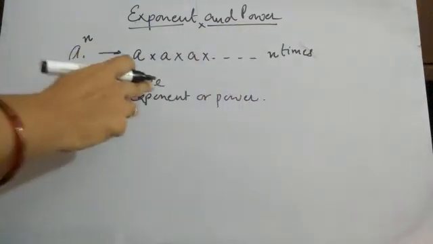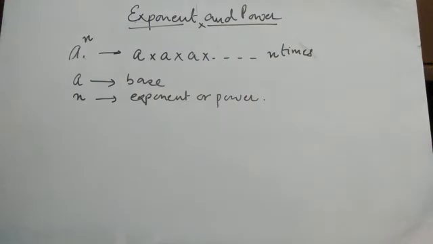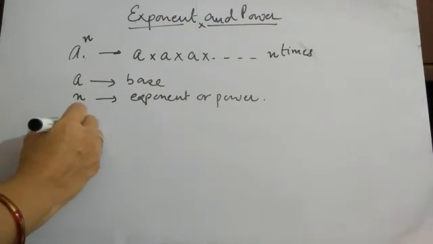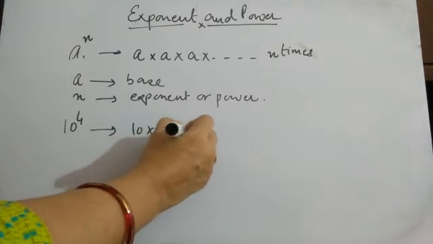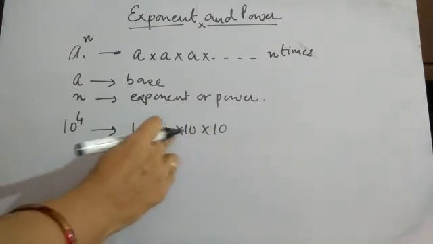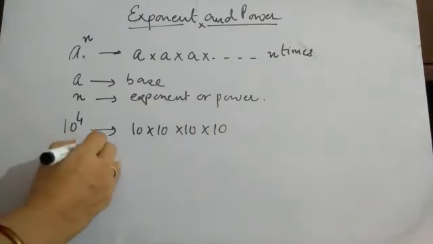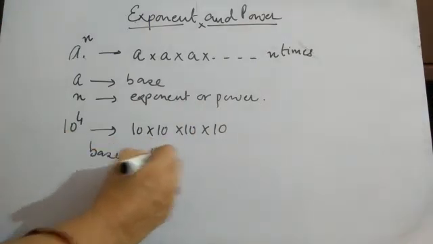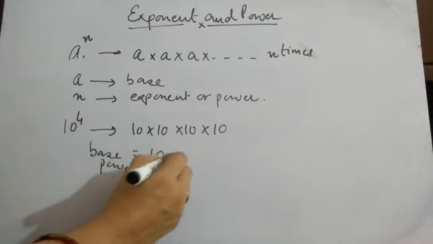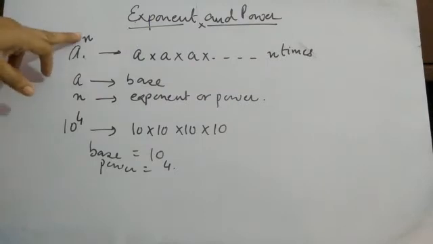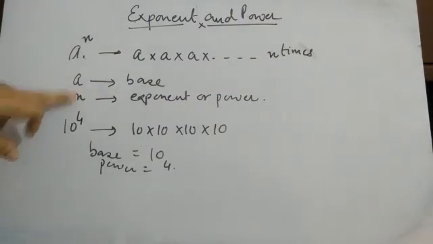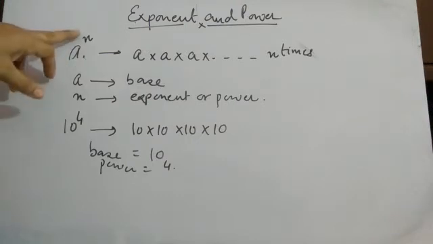The lower one is called the base and this is called the exponent or power. Now mathematically, one example I will take. Suppose it is written 10 to the power 4. So 10 is multiplied to itself how many times? 4 times. 1, 2, 3 and 4. 10 is the base and the power is 4. This is read as A raised to the power n, and 10 raised to the power 4.